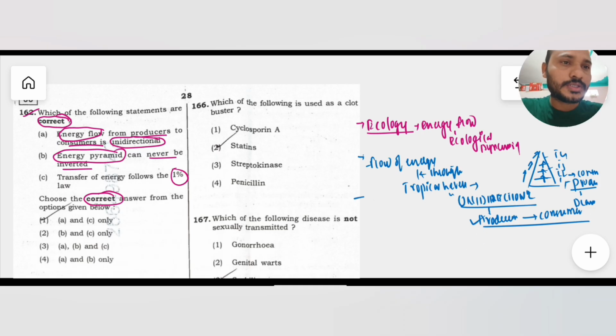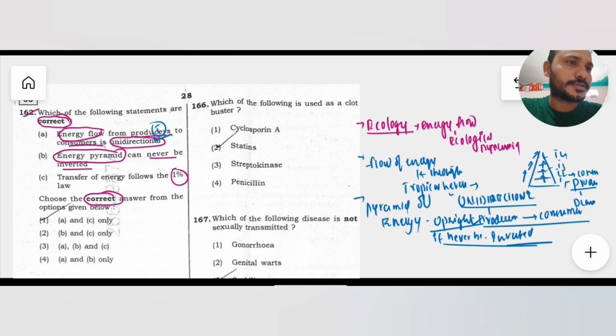Coming to the statements: energy flow from producers to consumers is unidirectional. Yes, this statement is true. Energy pyramid can never be inverted. Yes, the pyramid of energy is always upright. If it were inverted, the flow would be bidirectional, but energy flow is always and strictly unidirectional. Hence the pyramid of energy is always upright and never inverted. So this statement is also true.